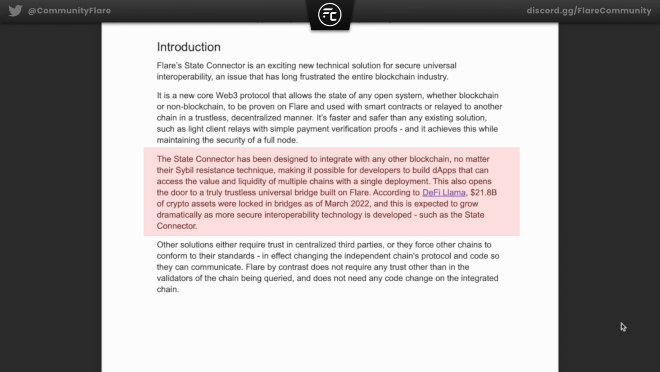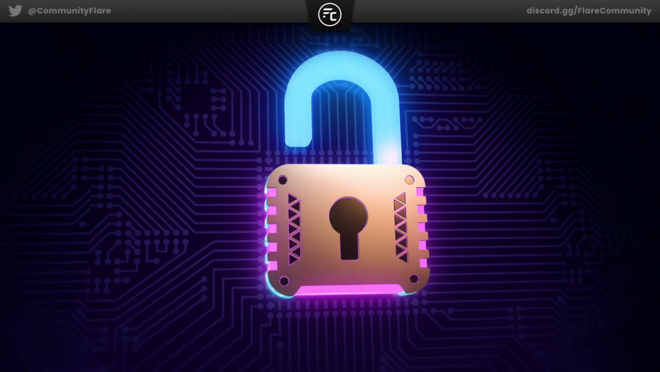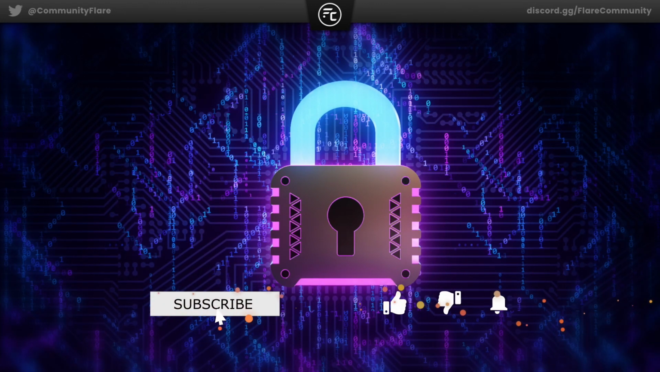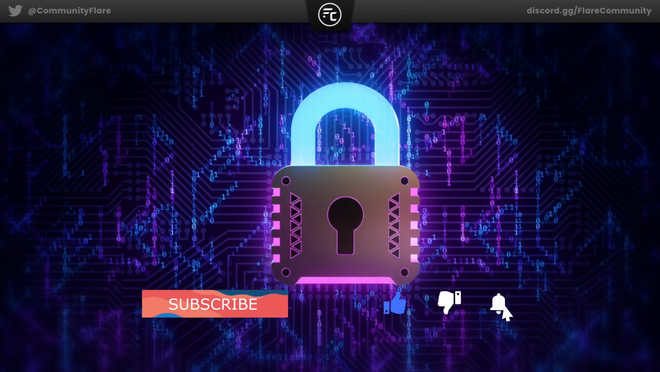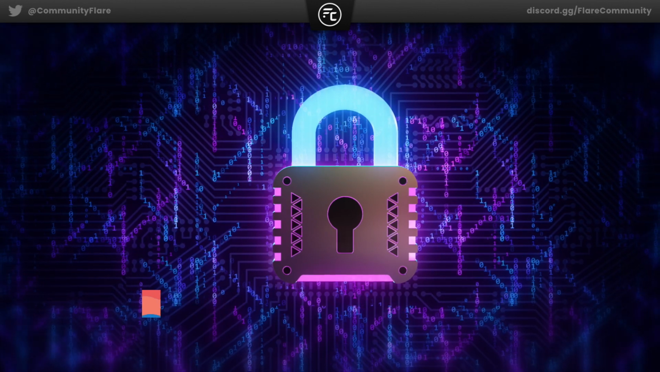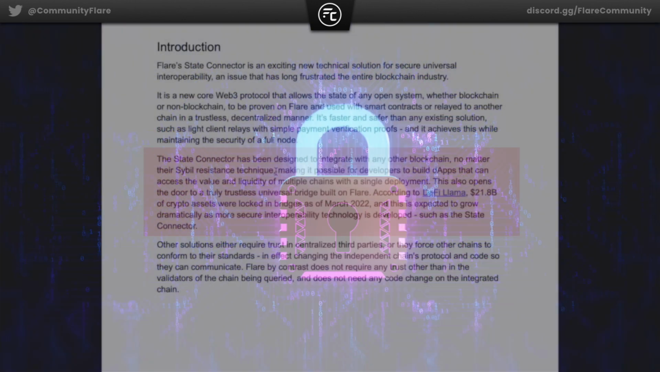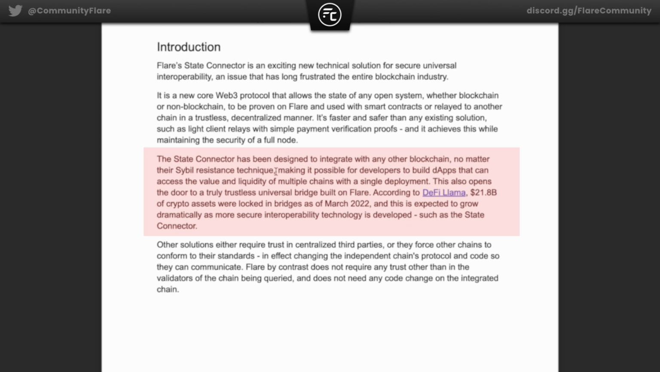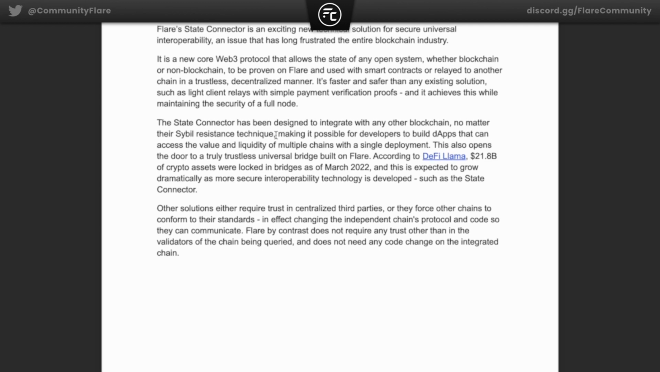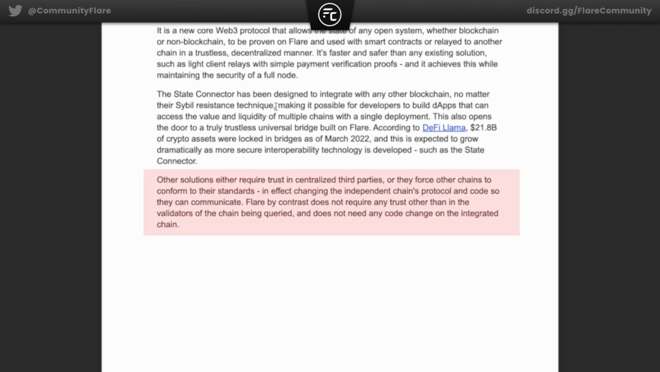According to DeFi Llama, 21.8 billion of crypto assets were locked in bridges as of March 2022. And this is expected to grow dramatically as more secure interoperability technology is developed, such as the State Connector. Other solutions either require trust in centralized third parties, or they force other chains to conform to their standards, in effect changing the independent chain's protocol and code so they can communicate.